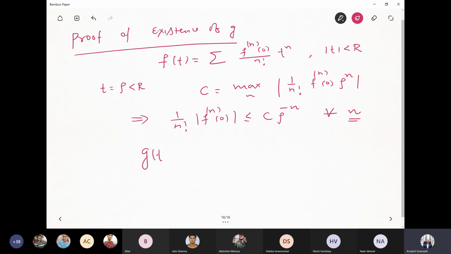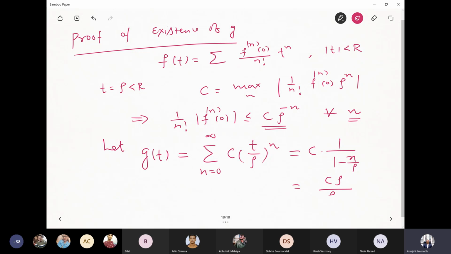Now from here, let me write what is G(t). Let G(t) be the sum n equals 0 to infinity of C into t by rho power n. It's coming from these numbers. And what is this? This is nothing but C into 1 over 1 minus t by rho. So this is nothing but C rho by rho minus t. So now I have G(t): G(t) is C rho by rho minus t.